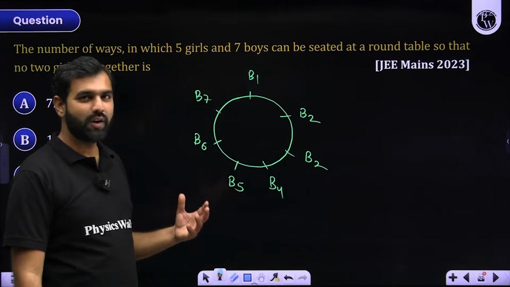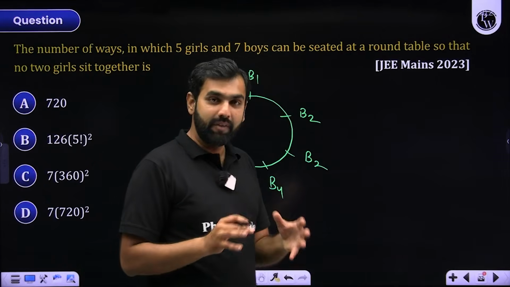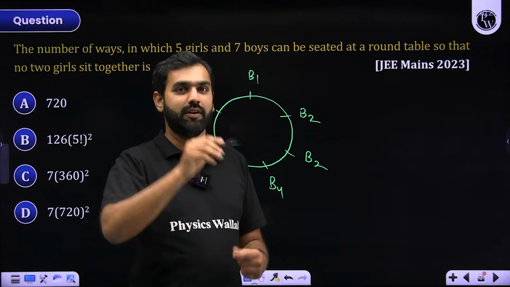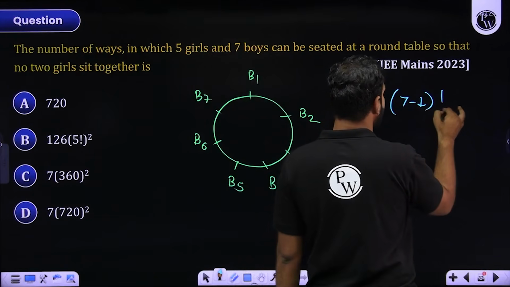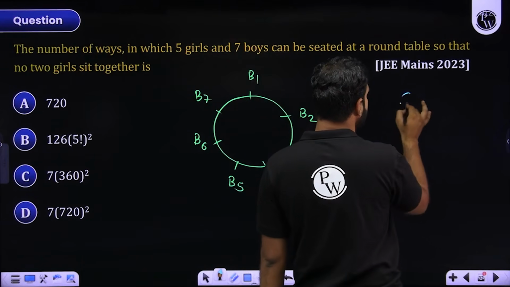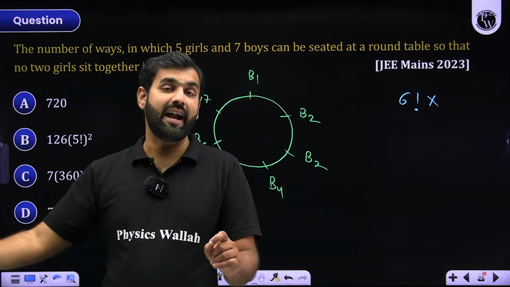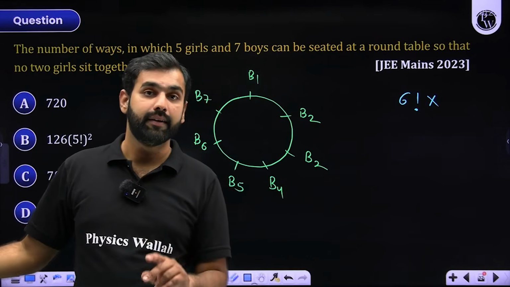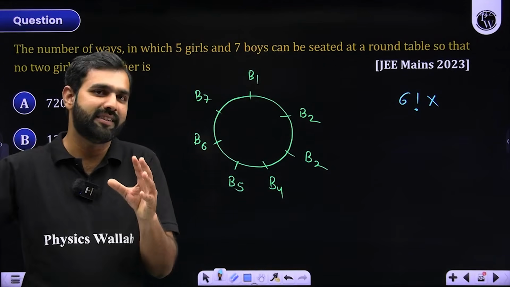So, 7 boys are there, right? So, 7 boys at 7 places, but in a circular fashion, can be arranged in how many ways? I hope you remember 7 minus 1 factorial, which in simpler language can be written as 6 factorial, and I hope you remember the conjunction 'and' means multiplication. And now I have created these separators. The boys are behaving as separators.